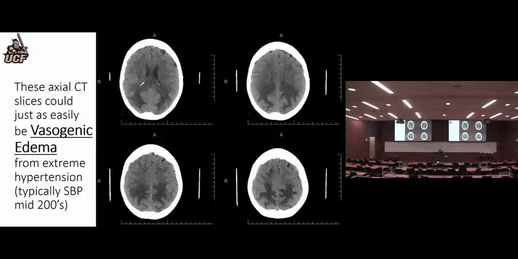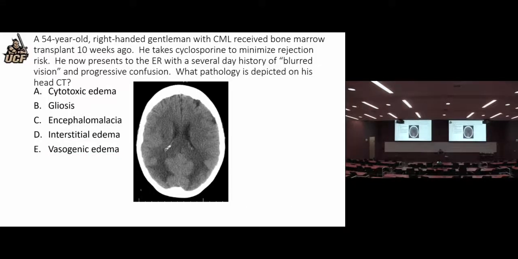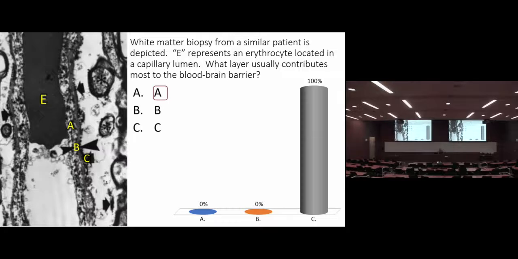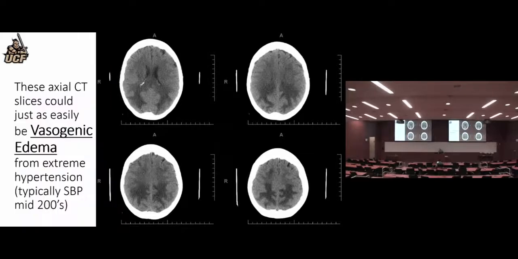And this mentions that this could be vasogenic edema from any cause. So I guess these are the edema from back at this one, which we said was vasogenic. And this is just some more on the edema, more pictures of it, and mentioning that it could be vasogenic edema from any cause.